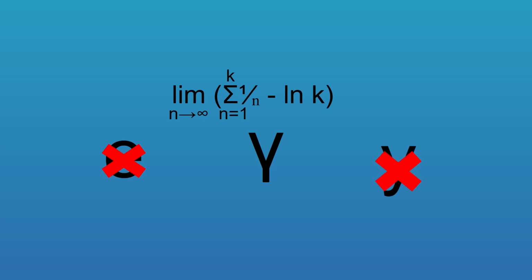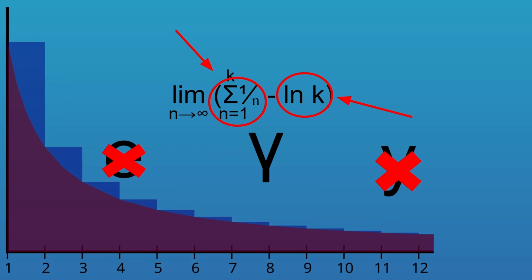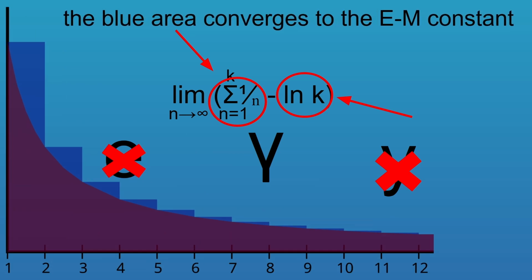Next, we have the Euler-Mascheroni constant. It's not Euler's number, nor is it the lowercase gamma, but it is the limiting difference between the harmonic series and that natural logarithm I was talking about. What do I mean by this? Well, we can use a graph for this one. As we approach infinity on the x-axis, the blue area will eventually converge to the value of the Euler-Mascheroni constant.